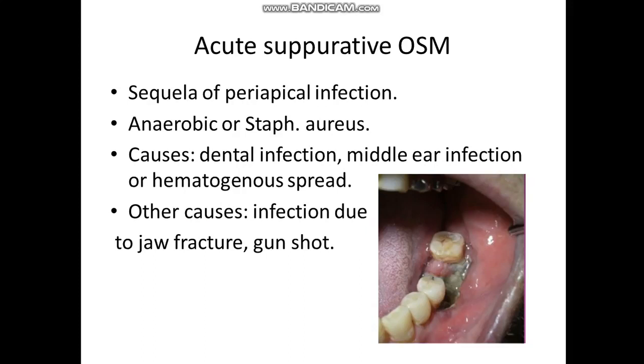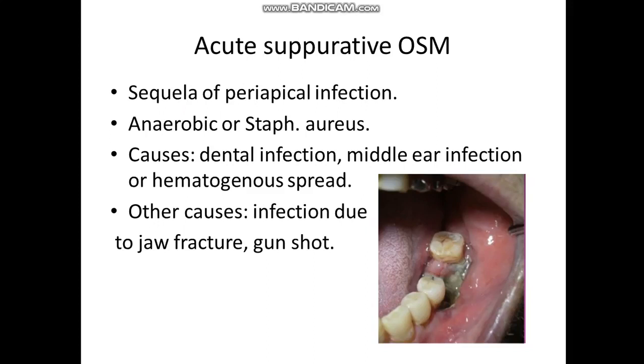Now, acute suppurative osteomyelitis. Suppurative means there is pus formation. As we can see here, there is pus. It is one of the sequelae of periapical infection. If the periapical infection is not treated, the infection may spread to the marrow spaces, and this will lead to establishment of osteomyelitis.